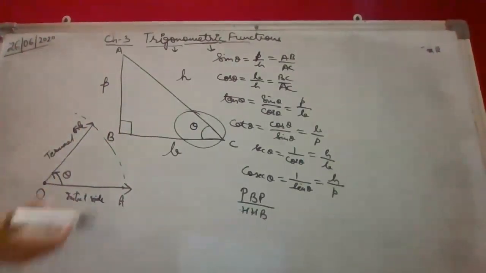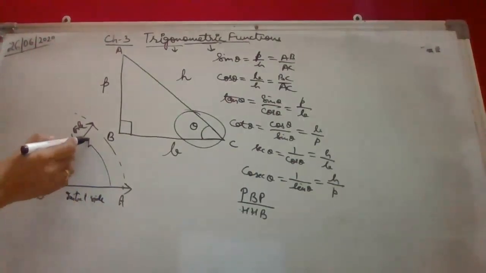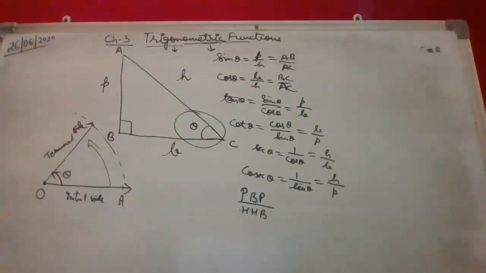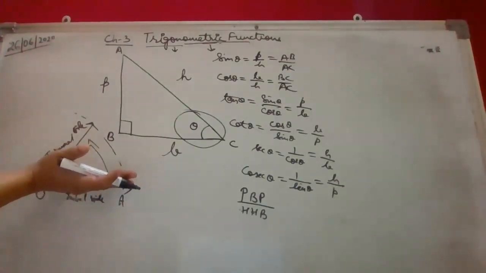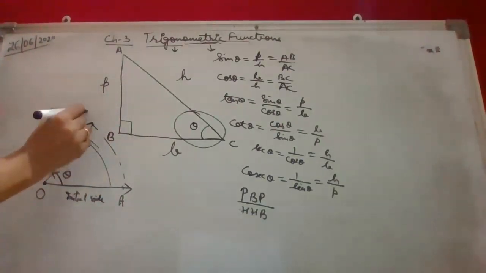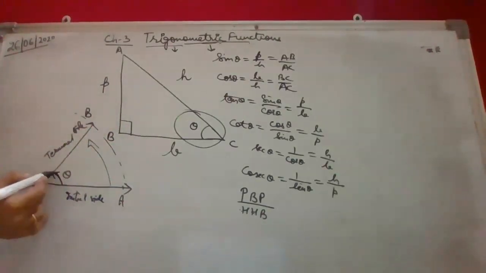Now how is it moving? It is moving in anti-clockwise direction. Right? Anti-clockwise direction. Whenever the ray is moving in anti-clockwise direction, the angle is increasing. Firstly, it was making a zero angle with itself. Then when it comes to position OP, it makes an angle theta.